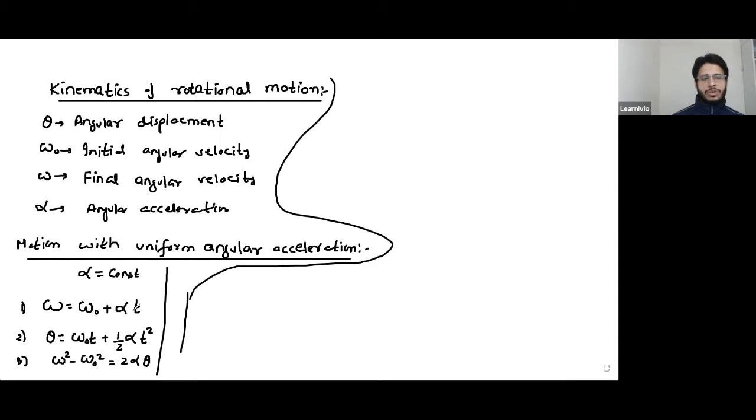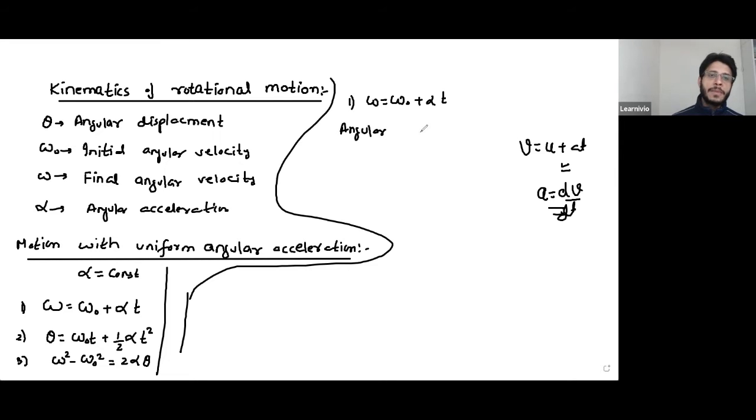The next is, in NCERT, you are supposed to derive these equations. To derive the first relation, omega is omega naught plus alpha t, if you remember the derivation of v is u plus at, you just have to put the analog. To derive this, we started with the equation of acceleration, that acceleration is dv by dt. In the same way, here, angular acceleration alpha is the rate of change of angular velocity, which is d omega over dt. You can multiply it with dt to the left hand side, and you will get alpha dt is d omega.